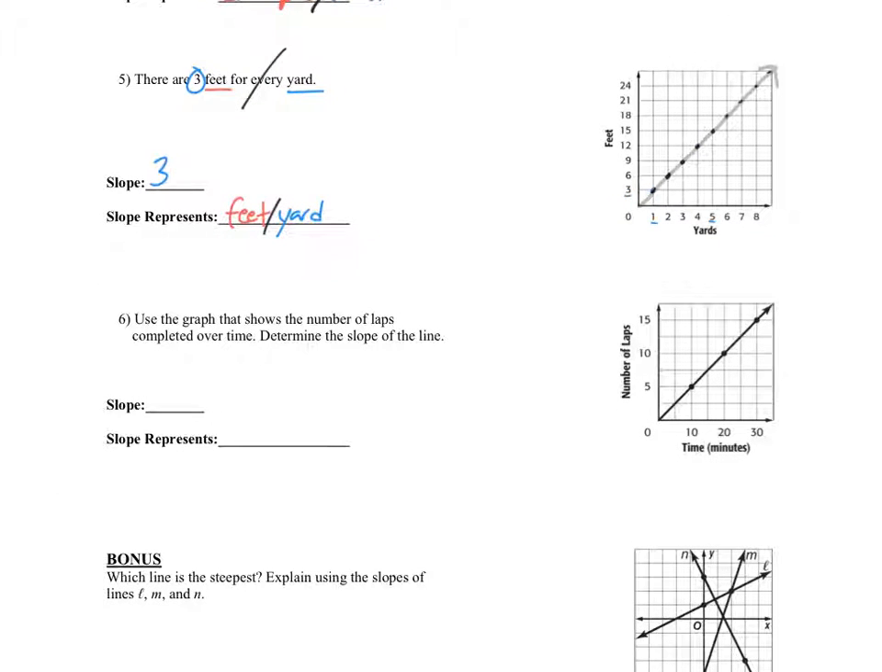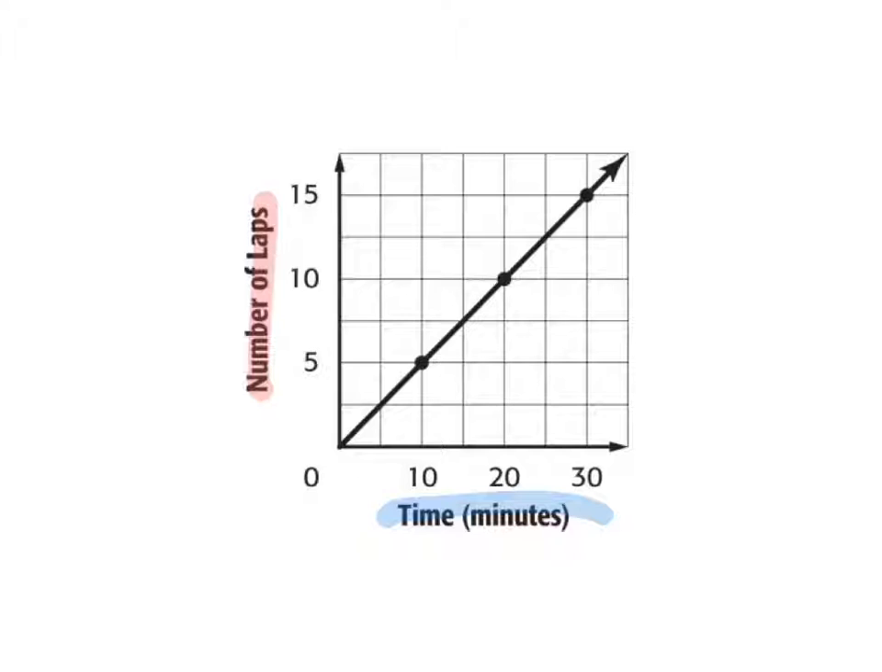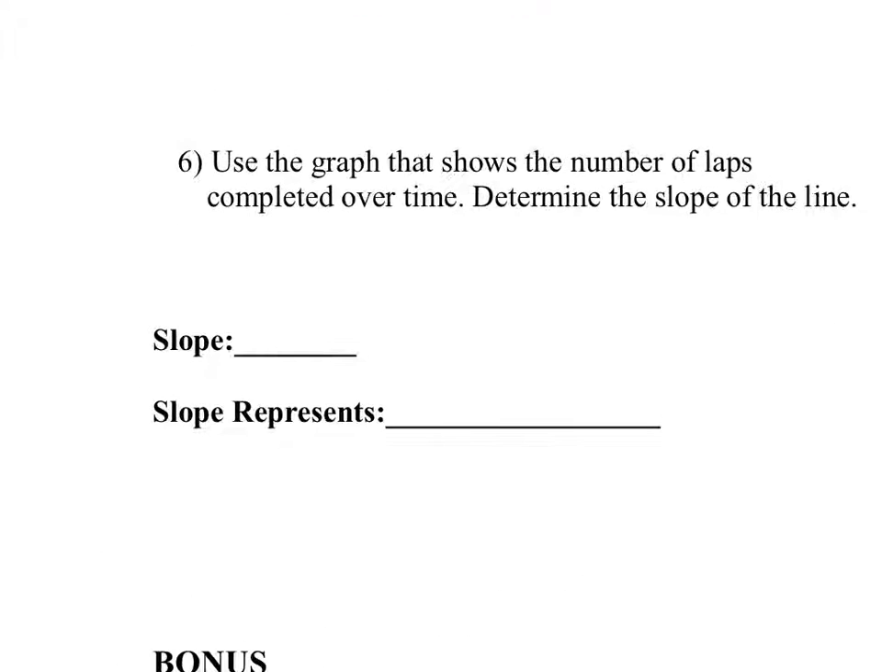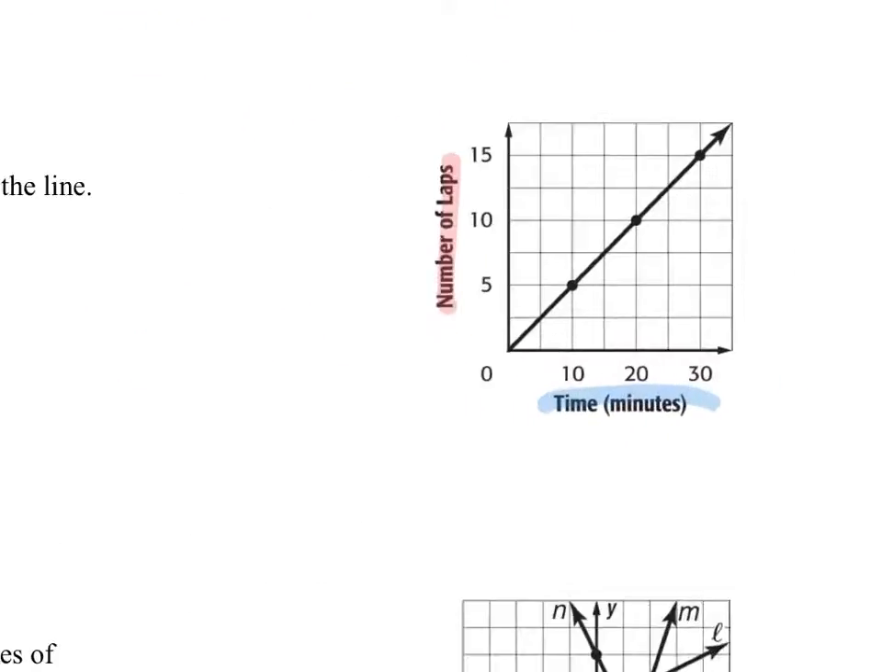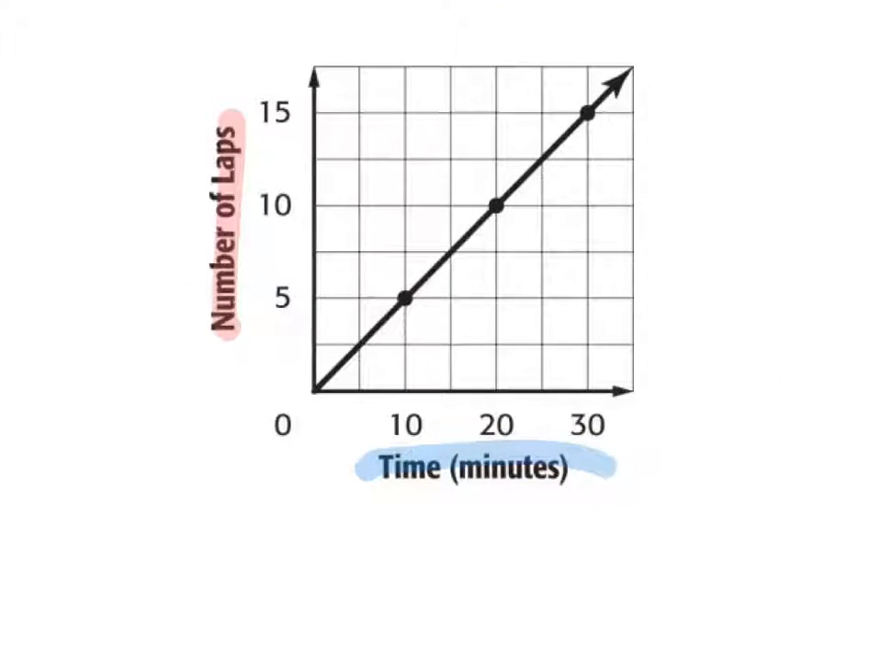All right, on number 6, it says use the graph that shows the number of laps completed over time. Determine the slope of the line. Well, I'm going to go ahead and look at my y's and my x's. So here's my y's, here are my x's. I'm going to go ahead and get what the slope represents. Looks like we're talking about number of laps in however many minutes. So we're talking about number of laps per minute. So my slope represents laps per minute. So I really just want to know how many for 1 minute. Unfortunately, I can't really see 1 minute here.